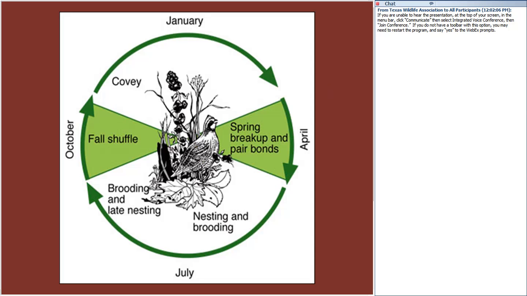This is a diagram that we're going to come back to at several points during the presentation today. I think it gives a really nice visual representation of quail life history and gives you a good idea of what exactly is going on in a quail's life at different times of the year. So as we talk about various activities, we're going to be focusing on different parts of this diagram, beginning right about here with the spring breakup and the formation of pair bonds.